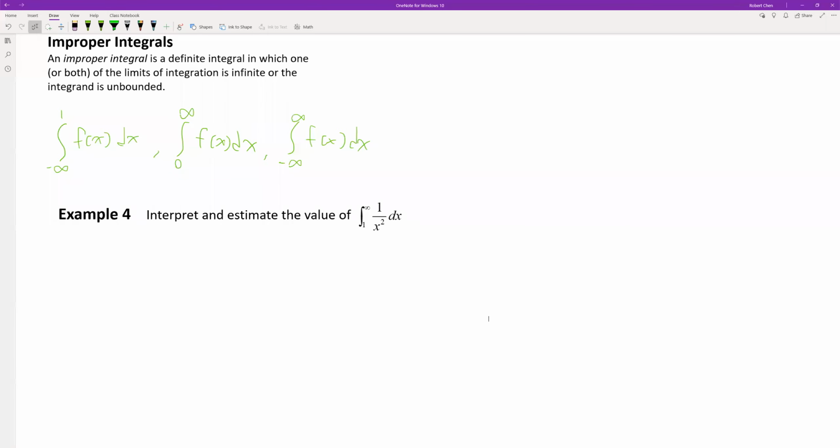All right, so here we have example 4: interpret and estimate the value of the integral from 1 to infinity of the function 1 over x squared dx. Now the integral represents the area under the curve of 1 over x squared from x equal to 1 and infinitely far to the right, right? Because the upper bound is infinity. It looks like a sleeping 8, right? And here's a figure to show you what we're looking at.